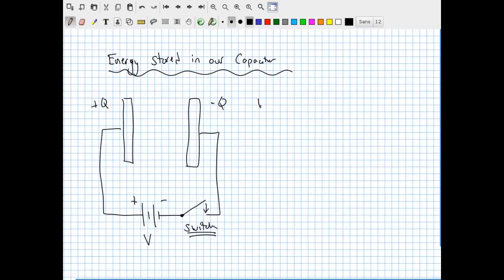So we want to know the energy that was put into the capacitor by moving this charge through the battery. And to do this, we can simply think about what it would mean to take a little test charge, Q naught, and move it through this potential difference in the battery all the way over here and drop it on the positive plate. So we're going to take a little positive test charge, move it through the circuit, and deposit it on the other plate.